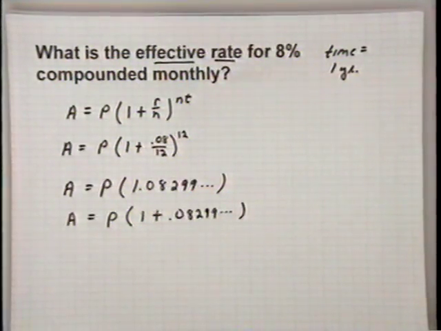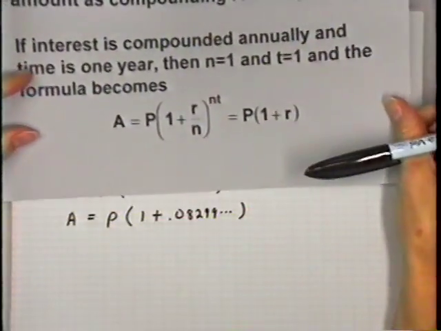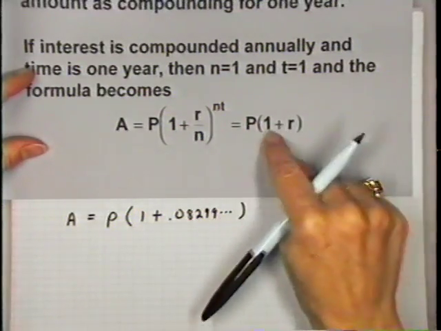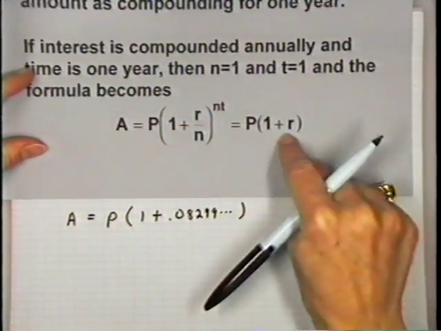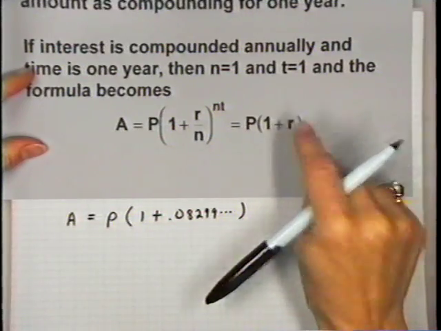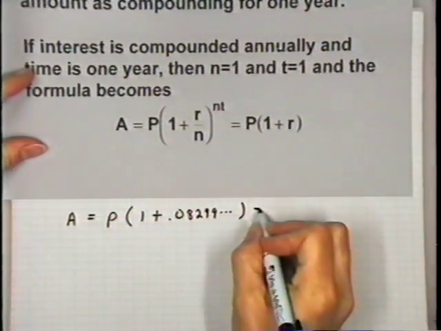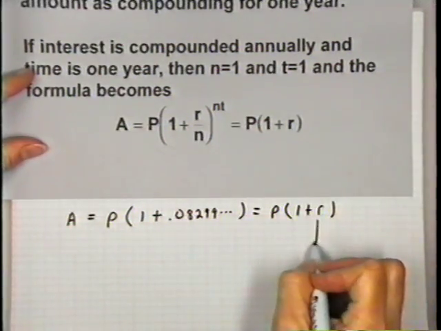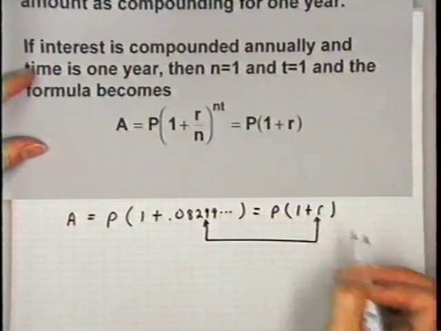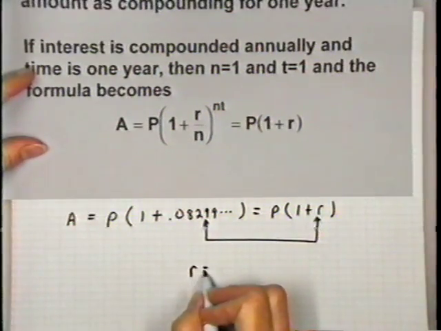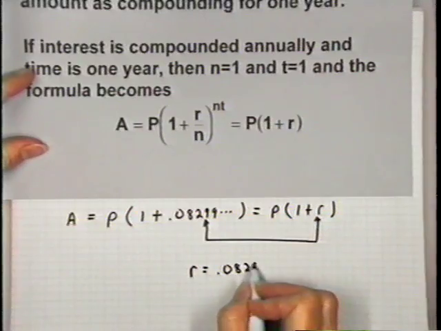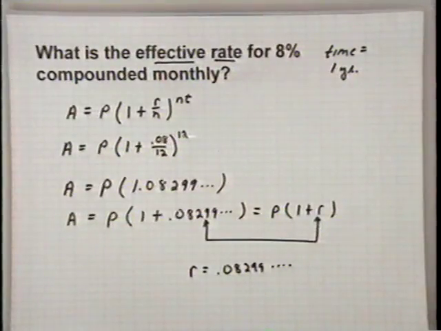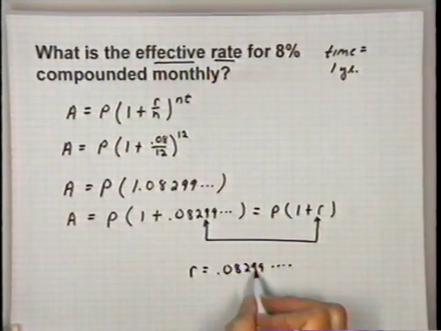Okay, let me slide this little thing back up here. Remember what we talked about? If time is 1 year and N is 1 year, then our formula looks like this. So this is what we need to have effective rate. R is this effective rate. So if I say this is equal to P times 1 plus R, notice that the R is in the same position as that number right there. So my R is 0.08299, etc., etc.